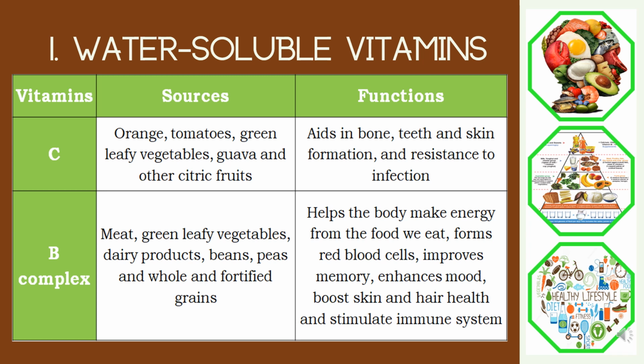Vitamin B complex, sources are meat, green leafy vegetables, dairy products, beans, peas, and other whole and fortified grains. Functions, helps the body to make energy from the food we eat, forms red blood cells, improves memory, enhances mood, boosts skin and hair health and stimulates immune system.